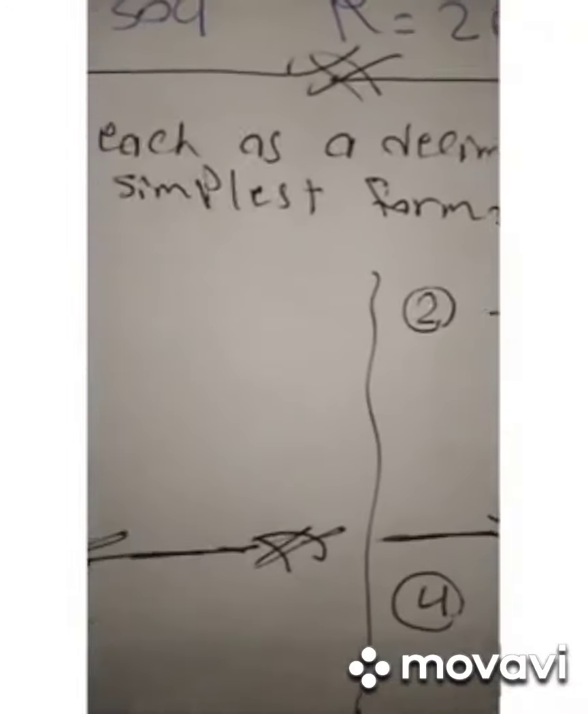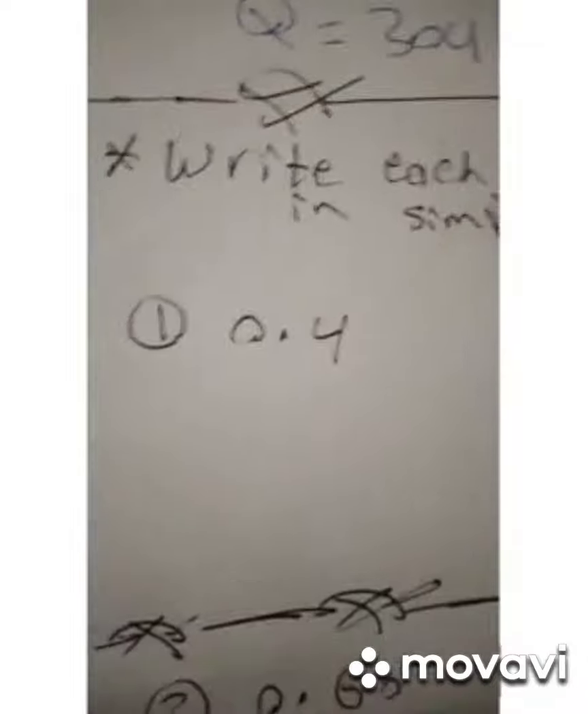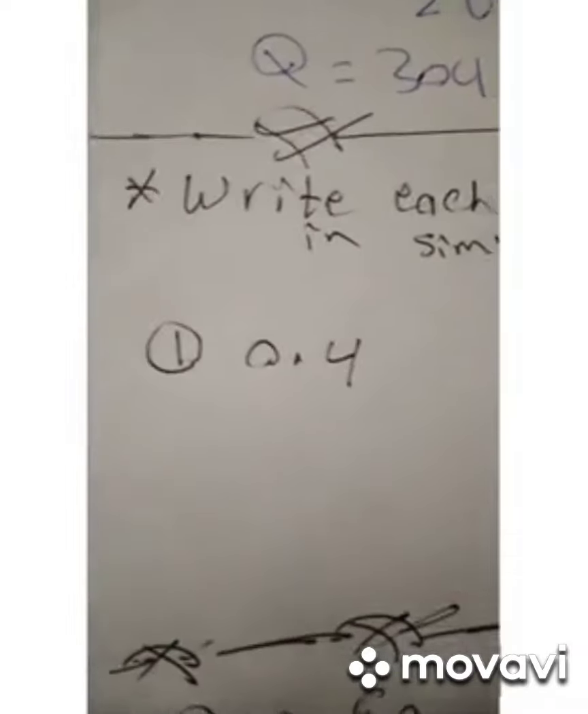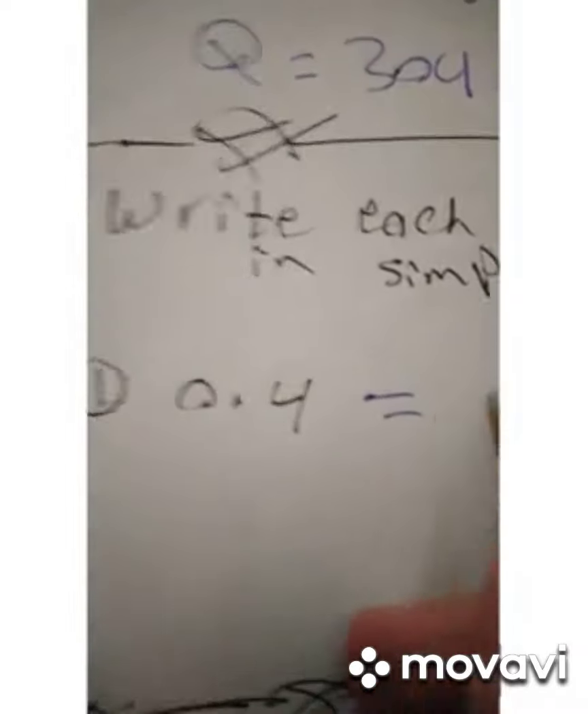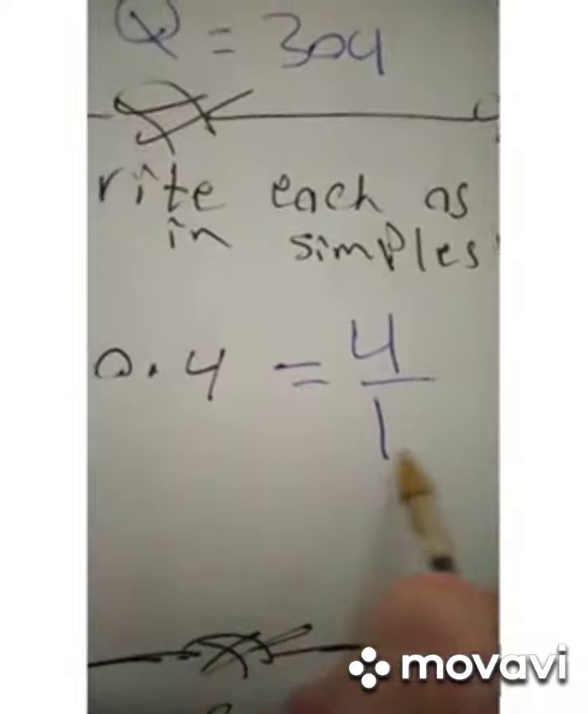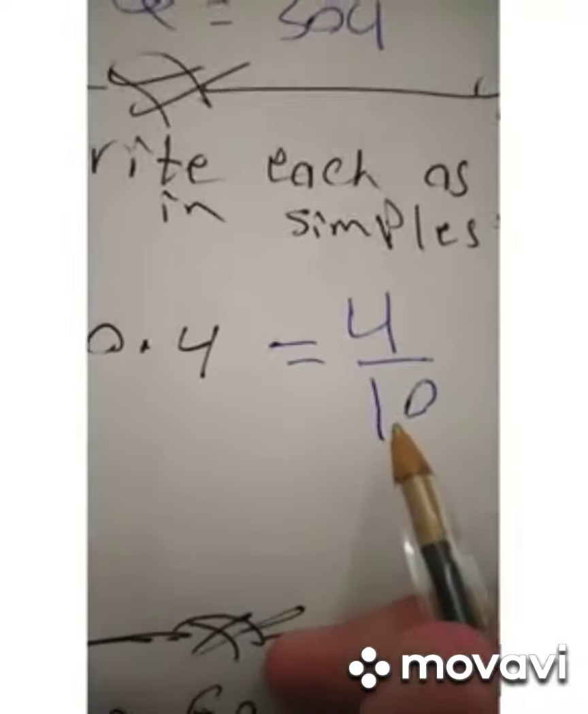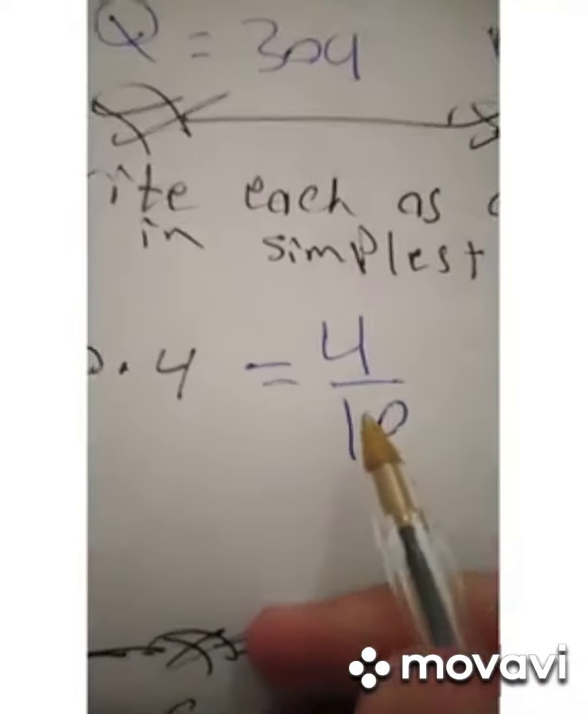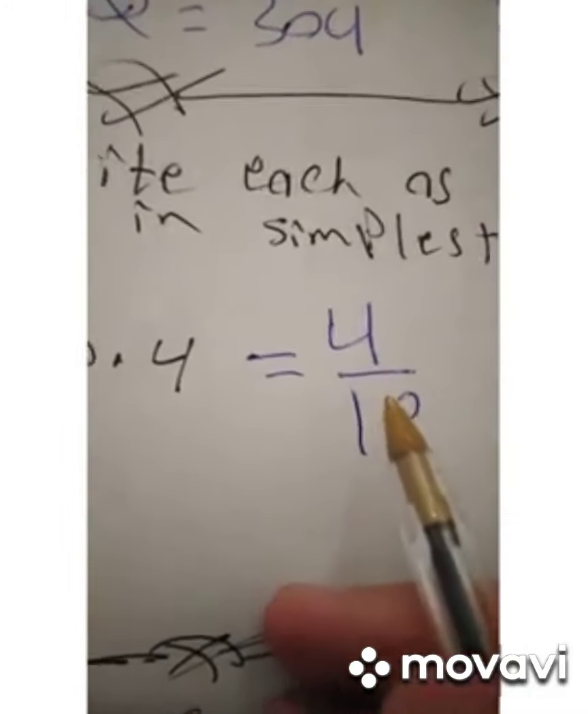Write each as a decimal or a fraction in simplest form. Okay, now number one, we have 0.4. It is a decimal, so we want to write it as a fraction. 0.4 equals 4 over 10. Is it in simplest form? No, it is not in simplest form.